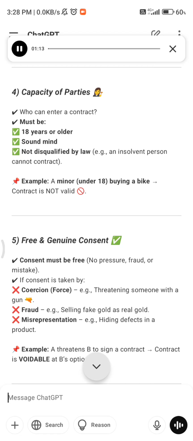4. Capacity of parties: who can enter a contract? Must be 18 years or older, of sound mind, and not disqualified by law, e.g., an insolvent person cannot contract. Example: a minor under 18 buying a bike, the contract is not valid.